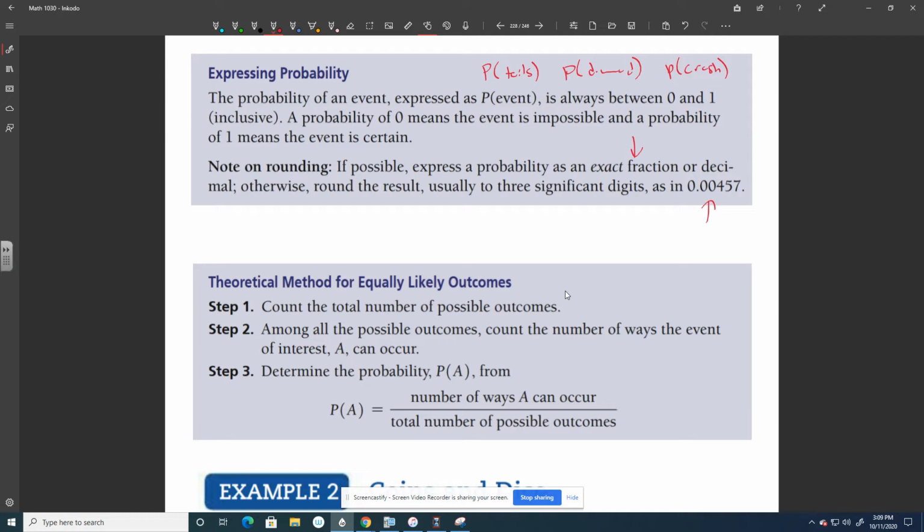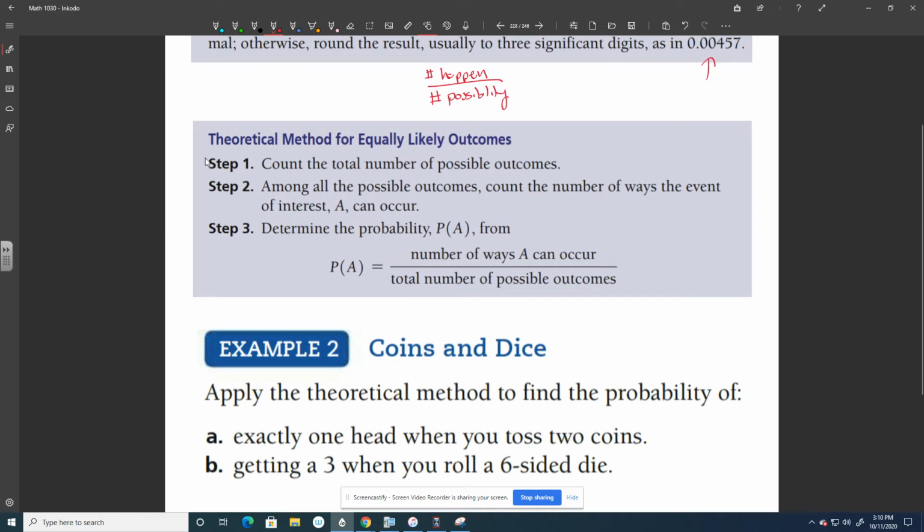And when you write these, on top is the number of times it could happen over the number of possibilities. So on top is going to be the number of times it can happen, and on the bottom is the number of different things that could happen. And that's how you'll usually set them up. And again, we've been doing this, guys, you've been doing it for a long time.